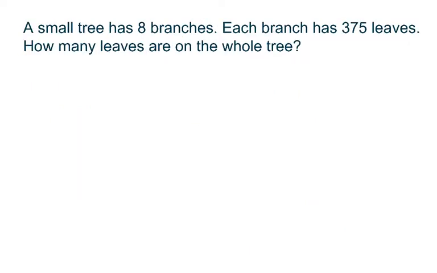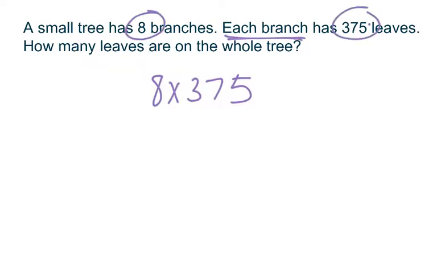Here's our next problem. It says a small tree has 8 branches. Each branch has 375 leaves. How many leaves are on the whole tree? Solve this problem now. So this is a pretty simple multiplication problem. I have 8 branches and each branch has 375 leaves, so I'm going to be multiplying.